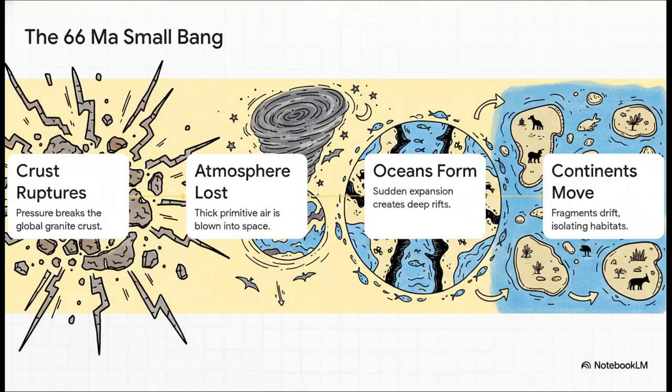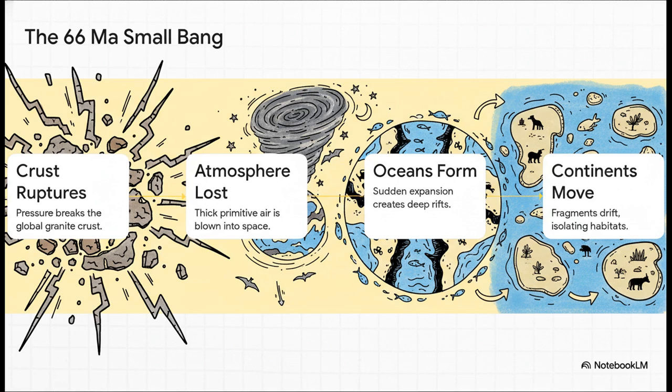So what happened at the 66 million year mark? According to the SBT, the physical breakdown of the Earth happened in rapid, violently destructive steps. That 60-kilometer-thick granite crust finally ruptured, primarily around the equator. The incredibly thick, high-pressure primitive atmosphere, literally the very air that allowed those heavy pterosaurs to fly, was instantly blown right out into space, completely replaced by our much thinner modern atmosphere.